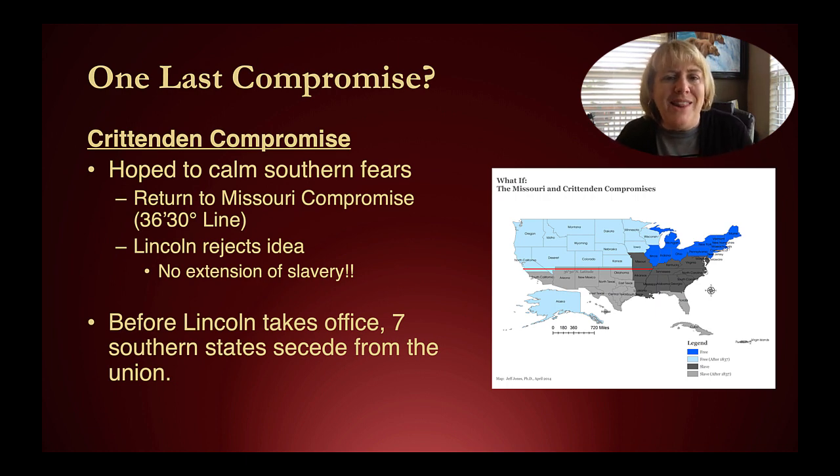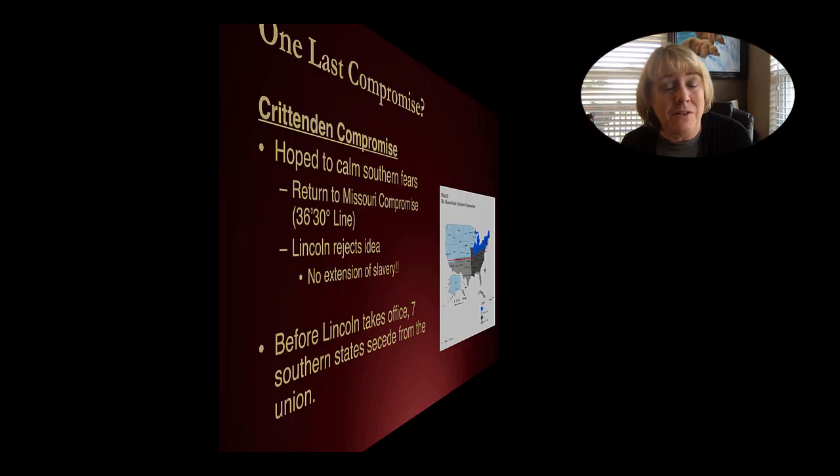Well, there was one last effort at compromise. It's called the Crittenden Compromise. And the idea was to calm the fear of the South. And what the Crittenden Compromise said was, hey, let's just return to the Missouri Compromise, that 36-30 line, and draw that line all the way across the country. Lincoln says no. Because remember, Lincoln doesn't want to see slavery expand at all. And so he's like, we're not extending slavery. And that was it. Once that failed, we're going to see 7 states secede from the Union before Lincoln even takes office. And so the next step is going to be war.